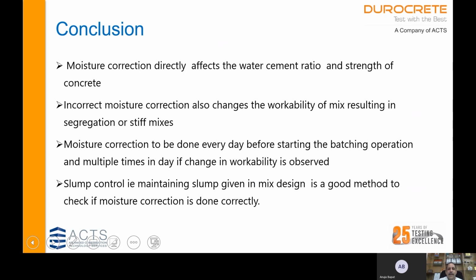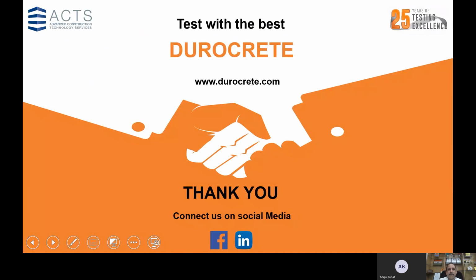If your aggregate quality has not changed, that is, the sources are the same, and if your admixture and cement are the same, then you can judge that moisture correction has been done correctly by finding that the workability of the mix is exactly or close to the one given in the mix design. So friends, hope you will do this moisture correction every day and avoid any chances of failure.